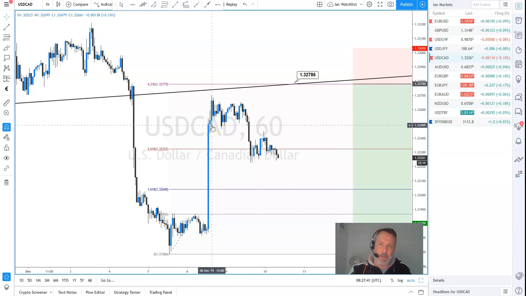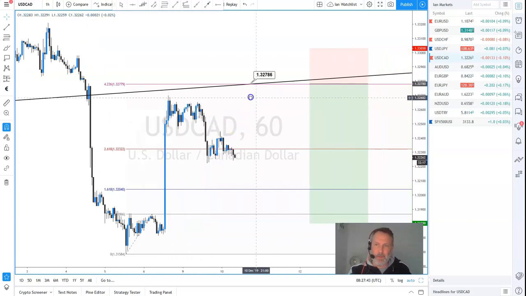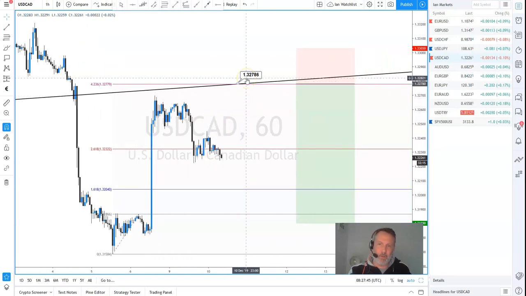At the moment, we've got reverse trendline resistance located at 132.78, and we've got a 423.6% extension level located at 132.78. So really, that's the area that I'm looking at today, at least, for potential short trades.